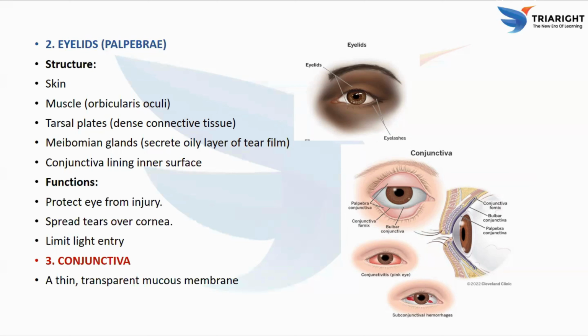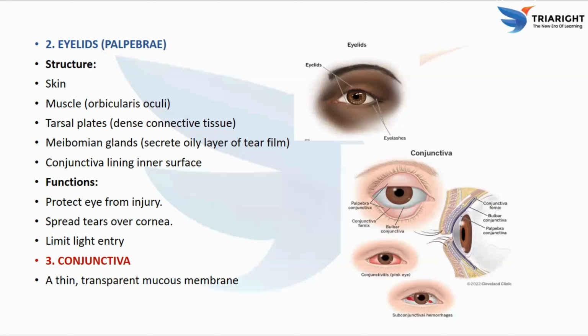And coming to tarsal plates, also called tarsus. They are dense connective tissue plates which give shape and firmness to the eyelids. The upper tarsal plate is larger, which supports the upper lid. The next structure is meibomian glands. What are meibomian glands? These are located inside the tarsal plates. They secrete the oily layer of the tear film, so they prevent tear evaporation. Dysfunction of these glands causes dry eye and also chalazion.